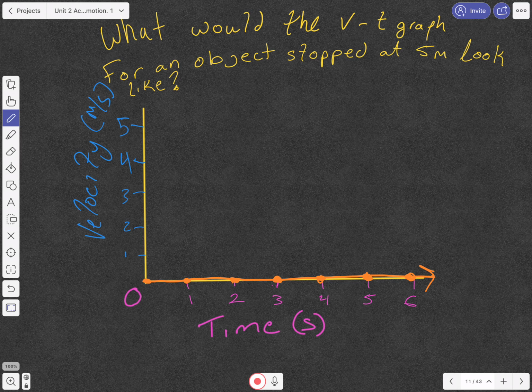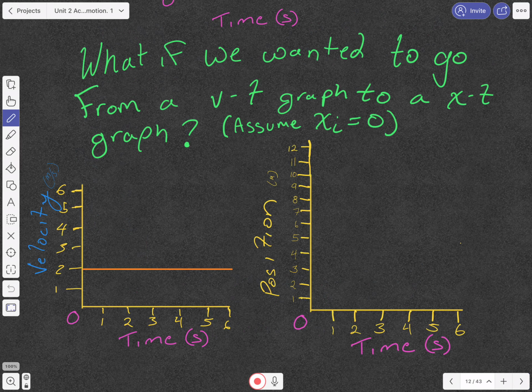So this might be really intuitive for some of you. Some of you, this might be the first time you're seeing anything like this. So now what if we wanted to go from a velocity time graph to a position time graph? We're going to assume the x initial position is 0. This position here is actually talking about displacement, but position is fine for your label for our class.